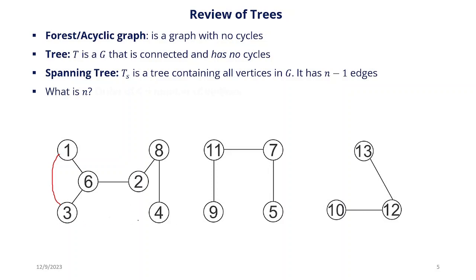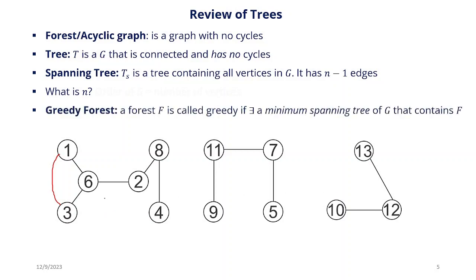For instance, the graph we see below is one forest consisting of several trees and is disconnected. Even though it's one graph, it's disconnected. So the number of vertices here is 13. A forest is called greedy if there exists a minimum spanning tree of G that contains the forest.